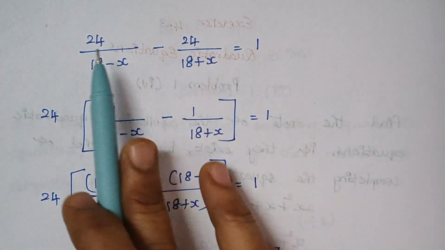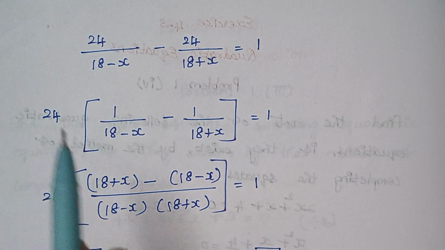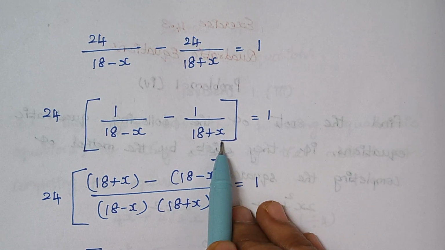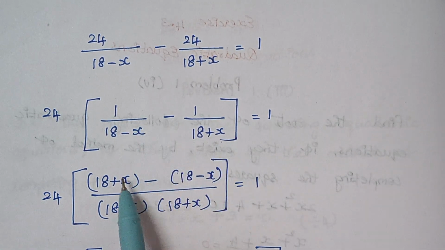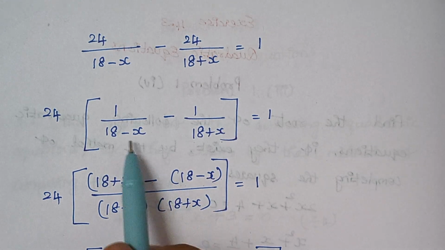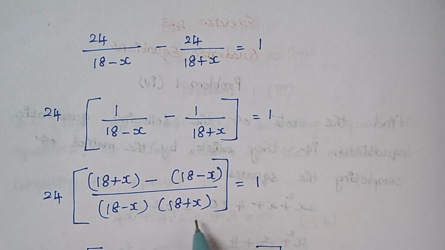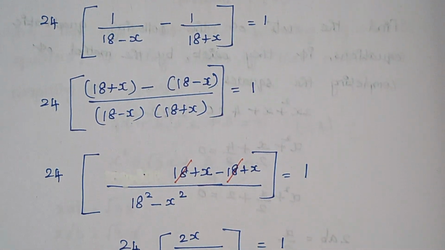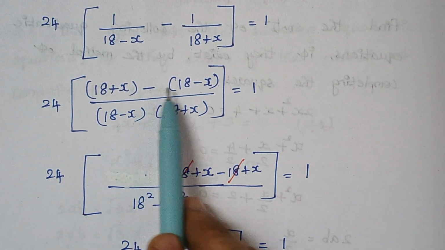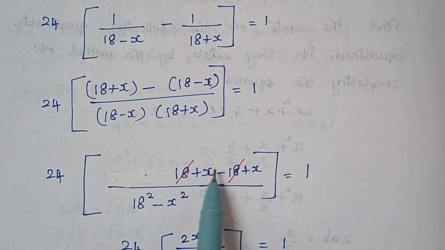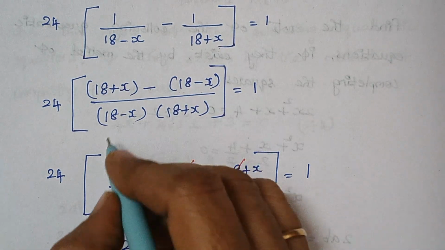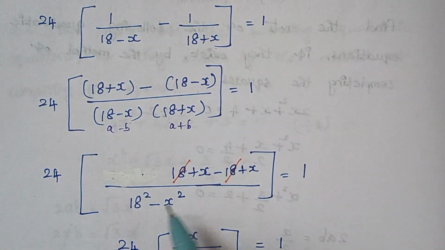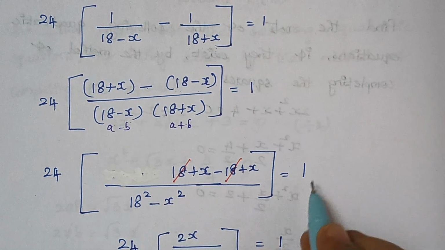So, here in these two terms, 24 is common. So, just take it outside. The remaining terms will be 1/(18 - x) - 1/(18 + x). So, here when you take LCM, it is (18 + x) - (18 - x) divided by (18 - x)(18 + x). When simplifying, the minus sign moved inside the bracket gives minus 18 plus x. The denominator is of the form (a - b)(a + b), so here it is 18² - x², which is equal to 1.